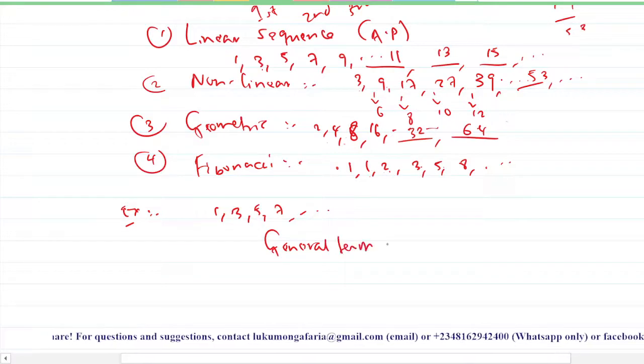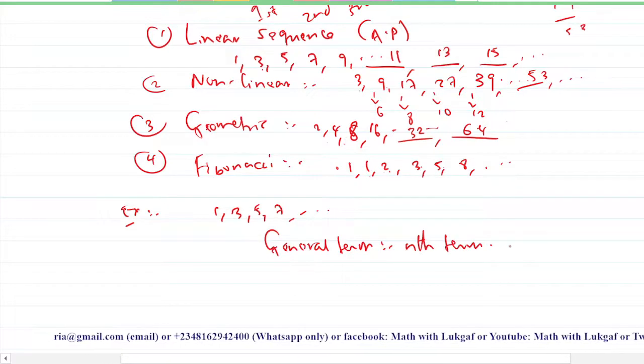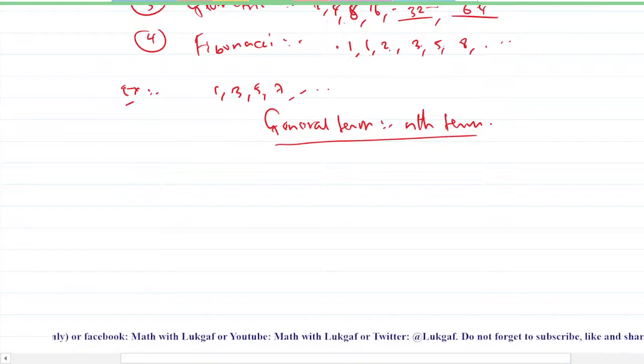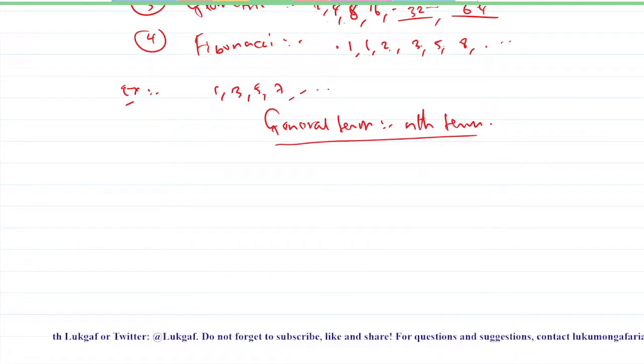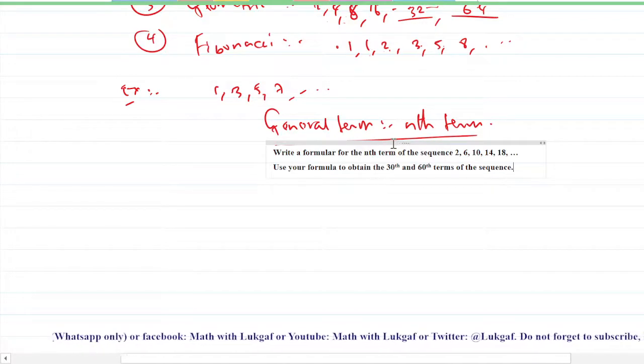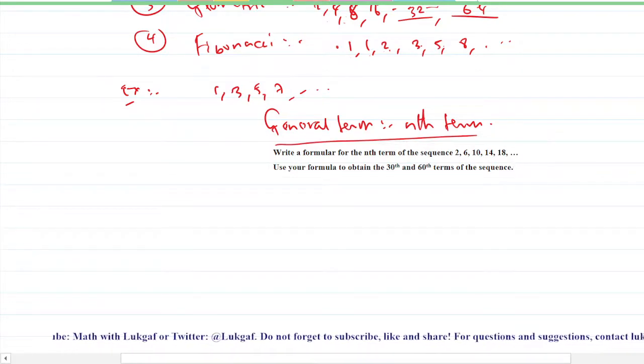The general term is the nth term of a sequence. If you are able to find the nth term of a sequence, then you should be able to find any term, irrespective of how large the term is. You understand now? So the nth term of a sequence is just like a formula that enables you to find any term of your choice. Let me give you an example to understand what I'm trying to say. The question says, write a formula for the nth term of the sequence 2, 6, 10, 14, 18.